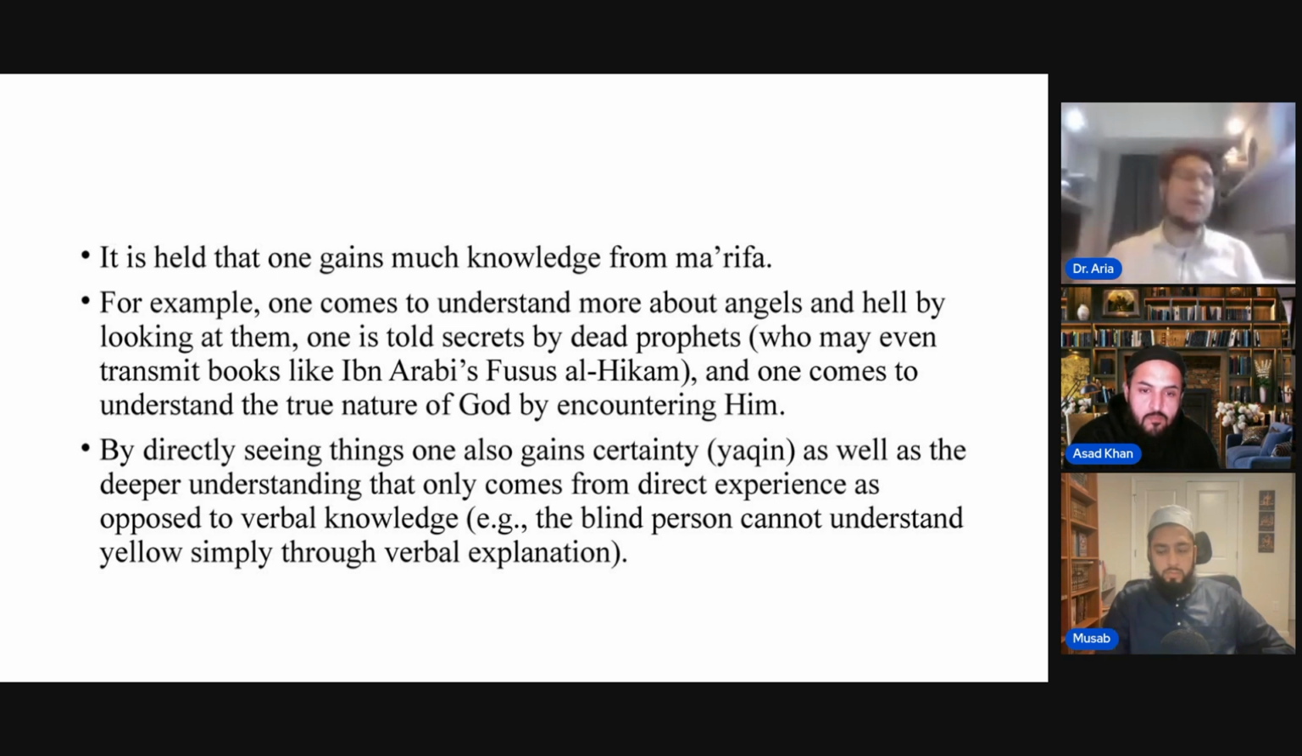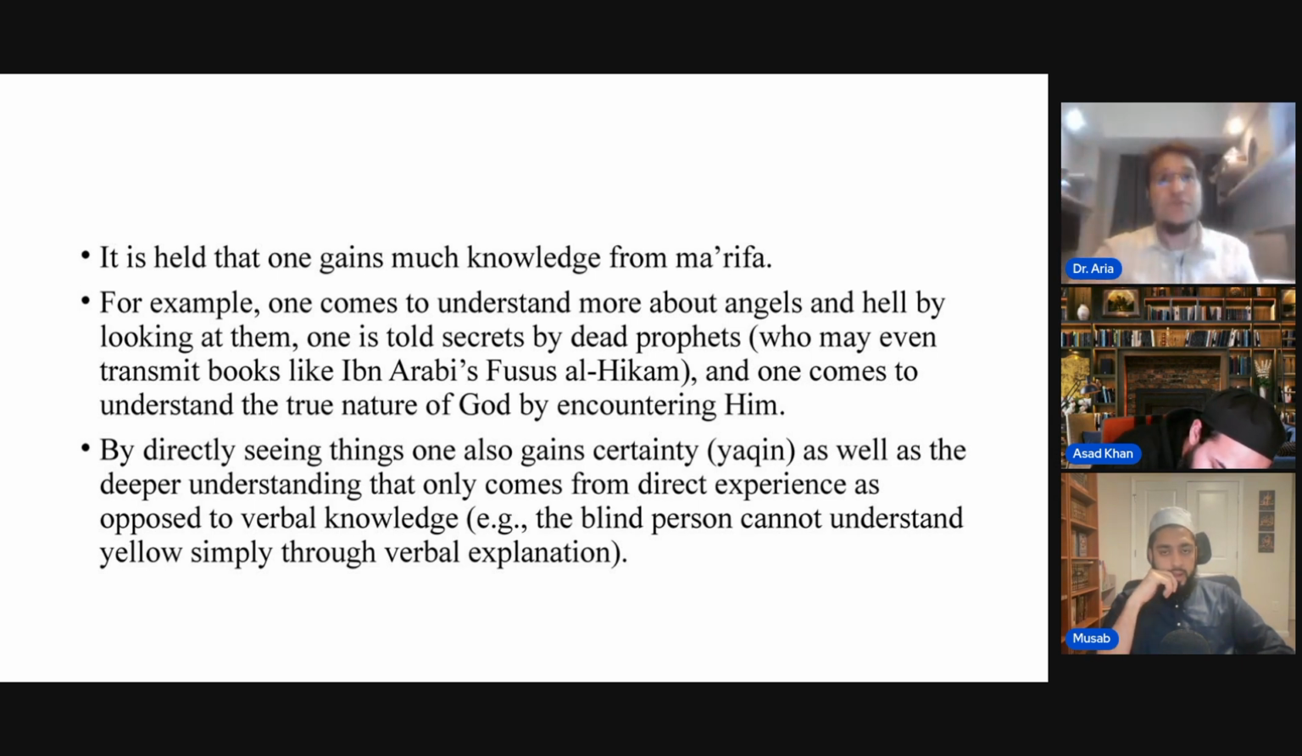You could also encounter a dead prophet like the Prophet Muhammad ﷺ, and he could give you a book. So Ibn Arabi says that his famous text Fusus al-Hikam was given to him by the Prophet ﷺ in a vision. I'm not endorsing all of this, by the way. We're talking about general Islamic intellectual history. Ibn Arabi is obviously a highly controversial figure. But whether one goes as far as Ibn Arabi, the notion that you could have visions of the Prophet ﷺ or other prophets is widespread.